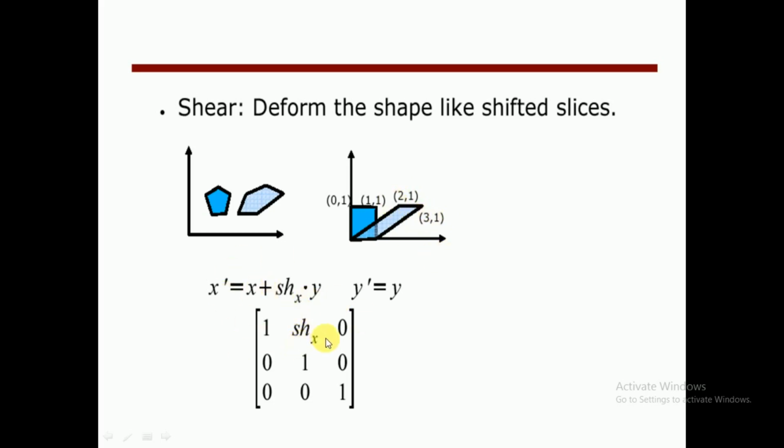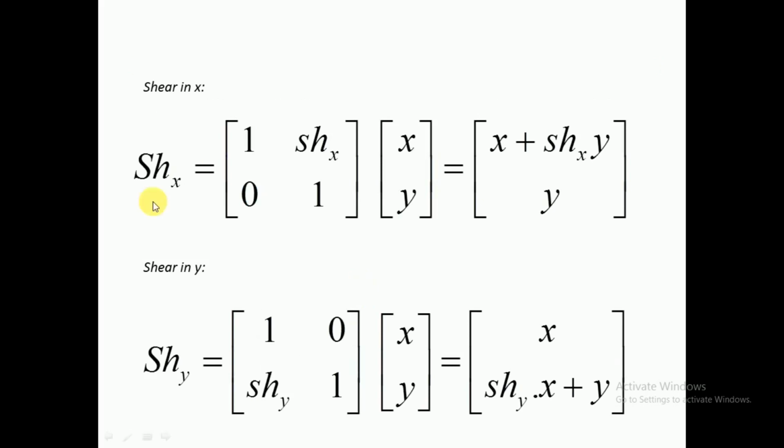That is shx. If I write this in matrix format, then this is the matrix. Y remains the same in shear in x here. Similarly, in shear in y here, I have written both matrices. In x here, this is the matrix. In y here, x remains the same and y will change. This is shearing in the x direction and y direction.